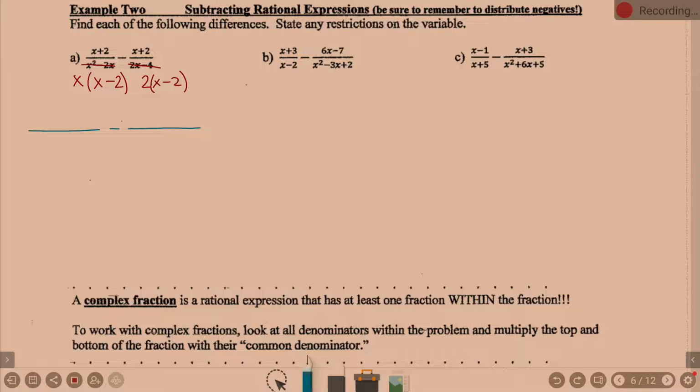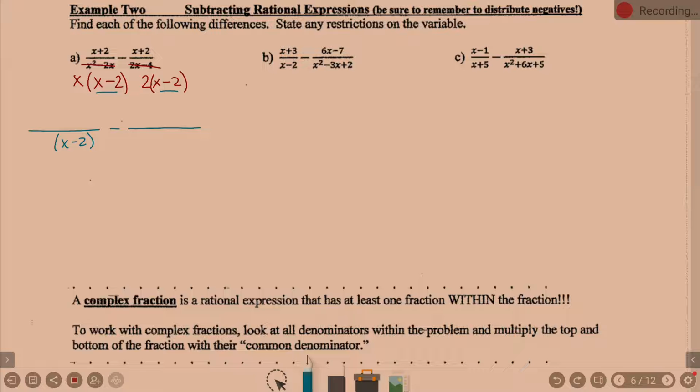I'm going to start with the same questions I did earlier. What do both denominators have in common? Okay, so right off the bat, we know they both have an x minus 2 in common. So x minus 2 is part of my common denominator. Anything else in common?